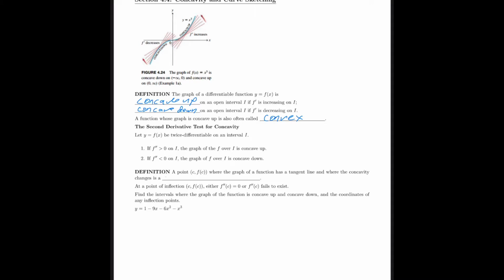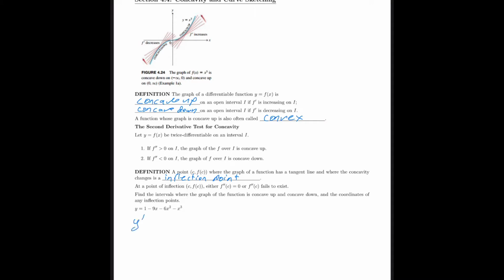A point c, f of c, where the graph of a function has a tangent line and the concavity changes, is an inflection point. At an inflection point c, f of c, either f double prime of c equals 0 or f double prime of c fails to exist.